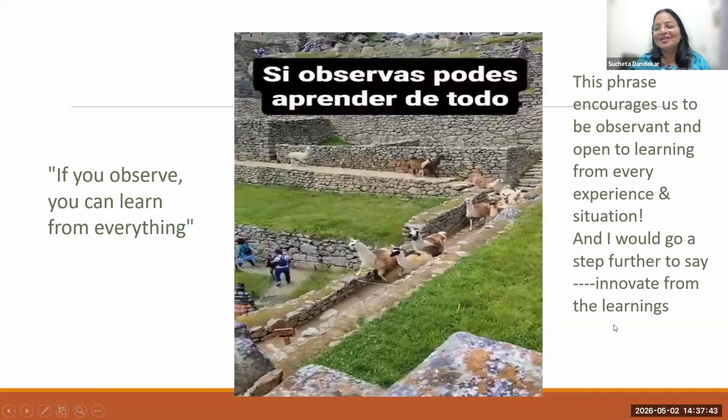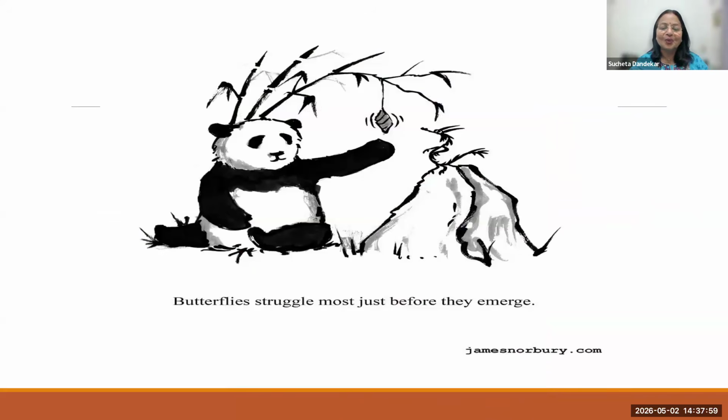And this phrase that is written here encourages us to be observant and open to learning from every experience and situation. And I would go a step further to say, innovate from your learnings. So every conflict can be managed in a win-win situation.